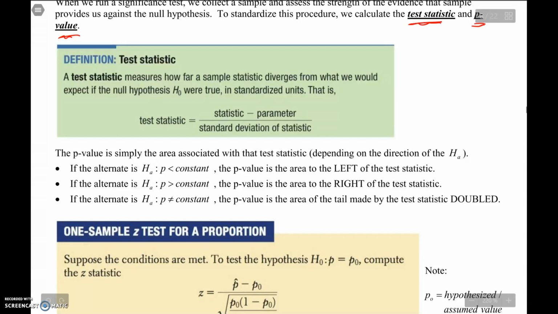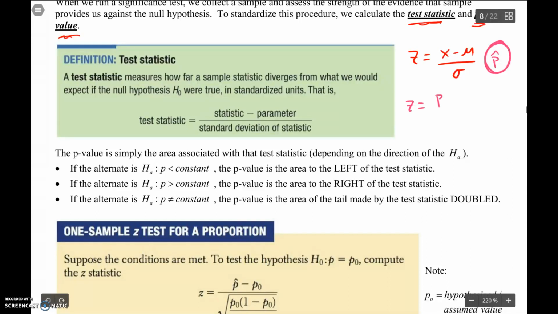So the test statistic is a measure of how far a sample statistic diverges from what we would expect if the null hypothesis were true. So the test statistic is simply a z-score. If you remember z-scores, you take your x minus your mean over your standard deviation. Well, if we calculate the z-score of our test statistic, which is a p-hat, we wanted to calculate the test statistic of our sample proportion.